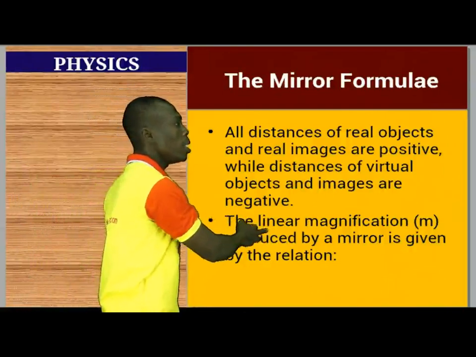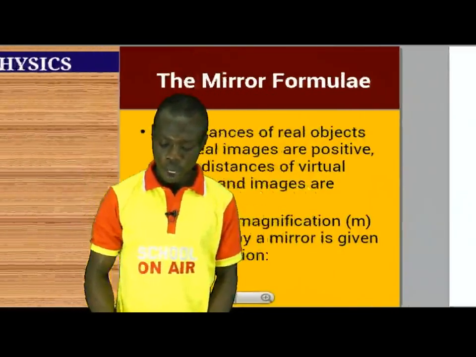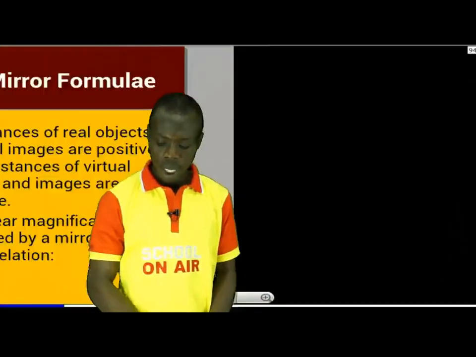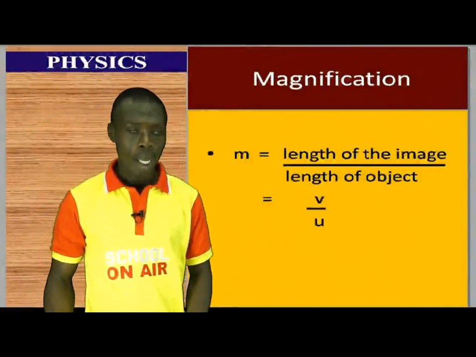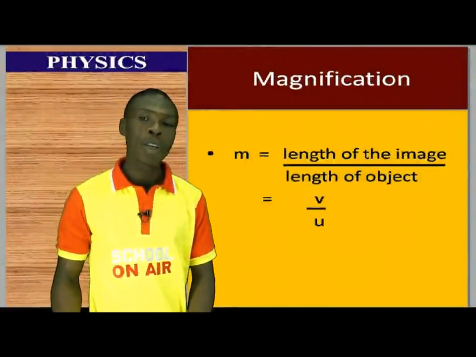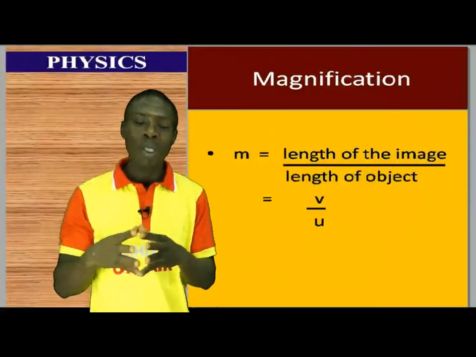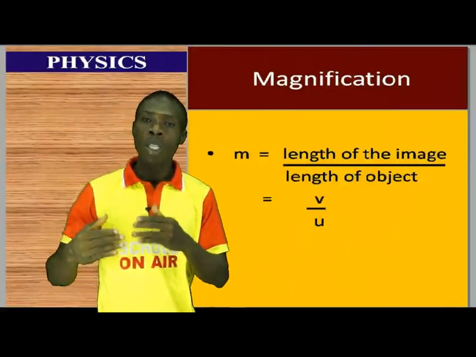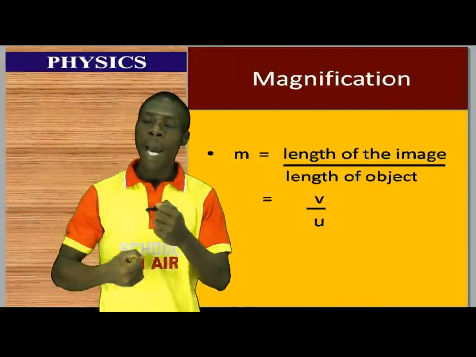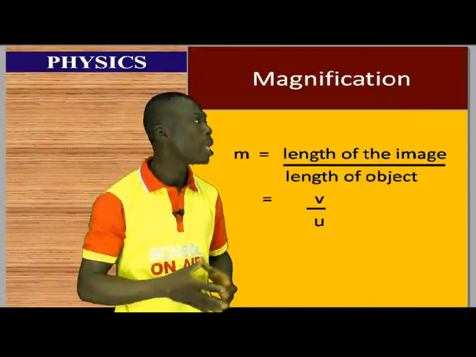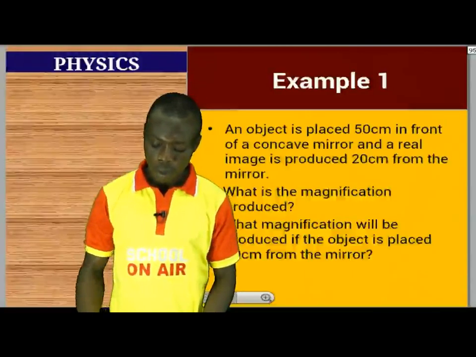So also, the linear magnification produced by the mirror is given by the relation m is equal to the length of the image over the length of the object. So we have v over u. That is when we are trying to see the size. What's the size of the image that is produced? Is it bigger than the object, or is it smaller? By how much is it bigger, and by how much is it smaller? So that's what we mean by the magnification. So the length of the image over the length of the object.